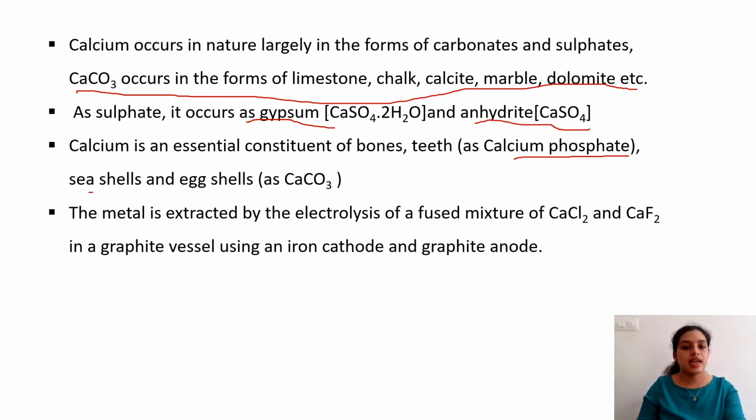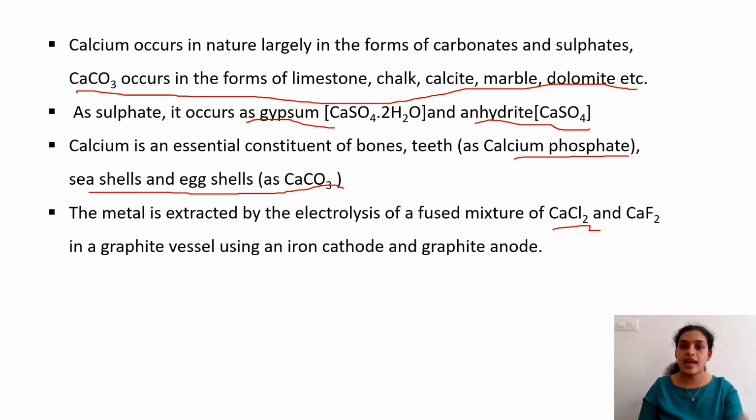And then the eggshells, all eggshells are made up of calcium carbonate. Then when it comes to the extraction process, it is electrolyzed from the fused mixture of calcium chloride and calcium fluoride. Okay, one thing to be noted is that it is not extracted from calcium carbonate or calcium sulfate.